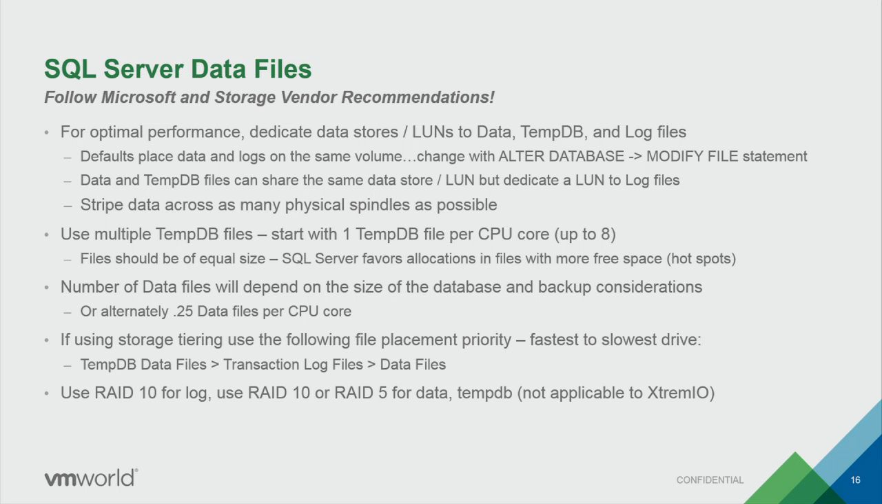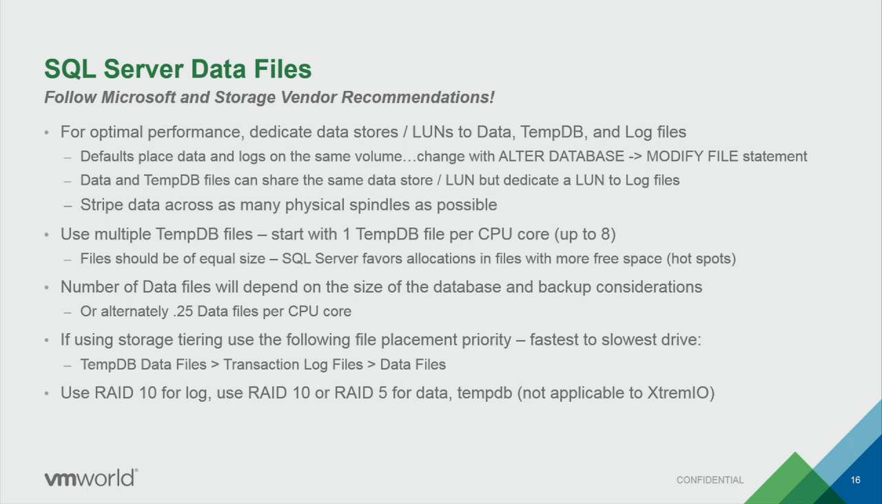And the files, this is very important, need to be of equal size. SQL Server tends to want to write to files that have more free space. So if I have 4 files, let's say this big, this big, this big, and this big, the third one is going to get hit harder until it fills up and the free space is the same across all of them. So equally sized files are very important for performance to avoid hotspots. The number of data files really depends on the size of the database and what kind of backups you want to do. I have seen some blogs recommend 0.25 data files per core, but typically it's going to be driven by the size of the database and backups.